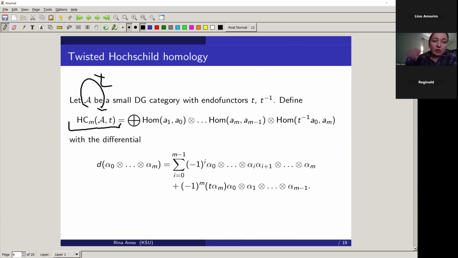Actually, no, at that point this is not an endofunctor. T acts on the vector space, or rather on the chain complex of Hochschild homology. Like here, this left-hand side is a vector space. So we just have a linear transformation acting on a vector space. No, sorry, not linear. Just a map acting on a vector space.